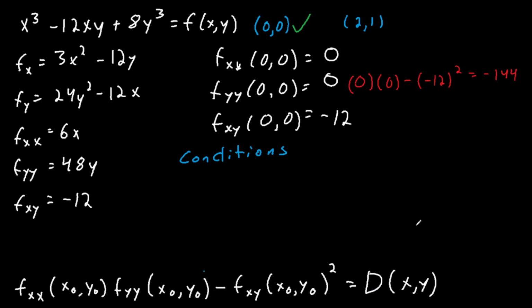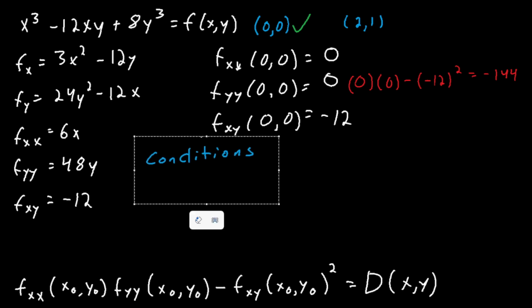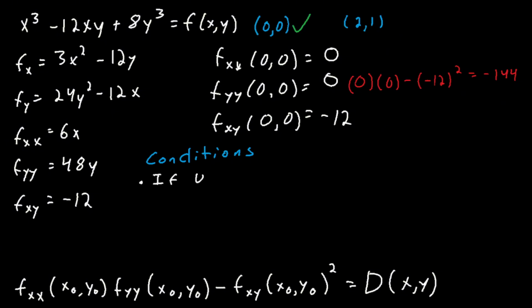So our answer for the second derivative test, or whatever value we got, is just D. Right? So our conditions would be: if D of xy is less than 0, then point P is a saddle. And I'm just going to omit the "if".